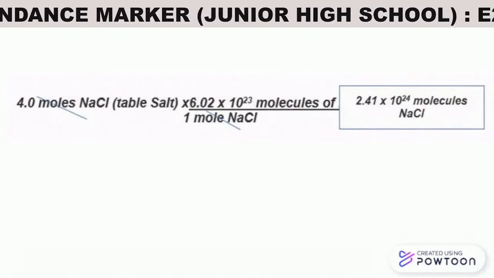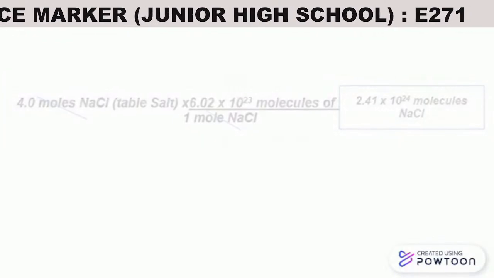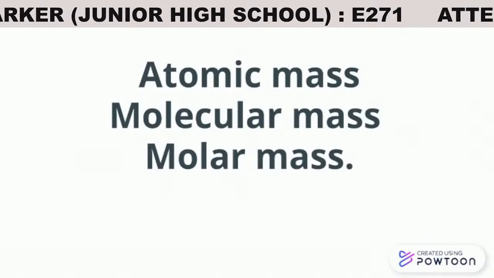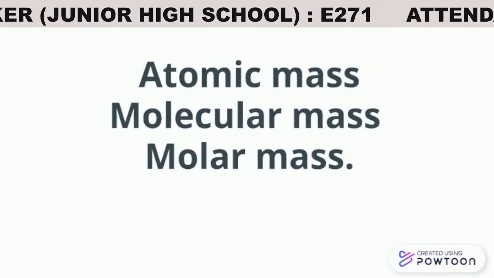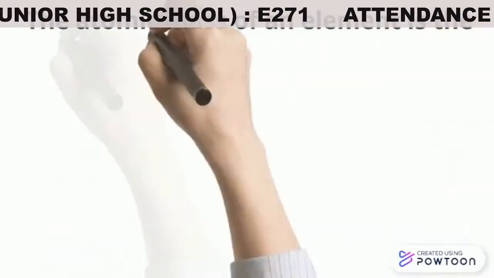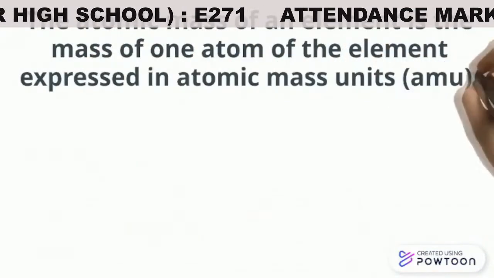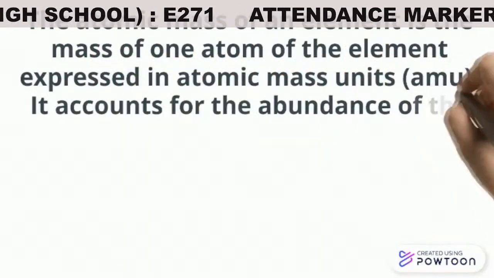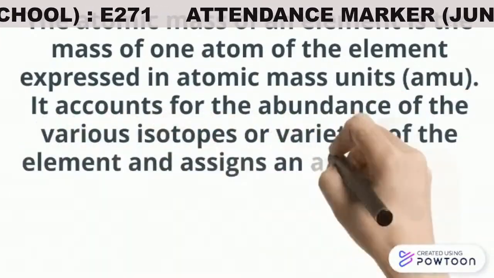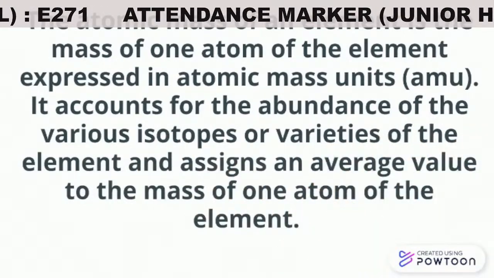Now, let's proceed to the molar mass of an element after getting or solving for the moles. But before that, let's unlock first the different terminologies such as atomic mass, molecular mass, and molar mass. The atomic mass of an element is the mass of one atom of the element expressed in atomic mass units or AMU. It accounts for the abundance of the various isotopes or varieties of the element and assigns an average value to the mass of one atom of the element.